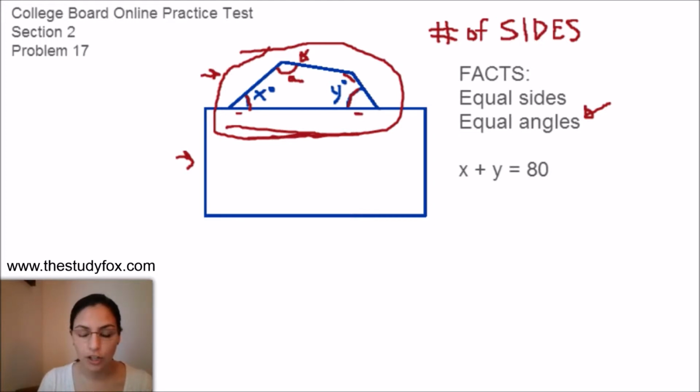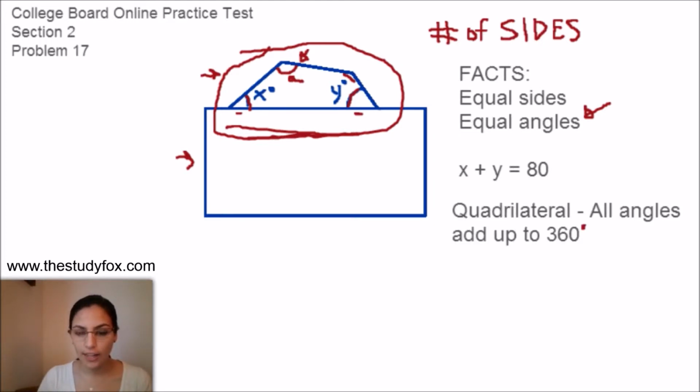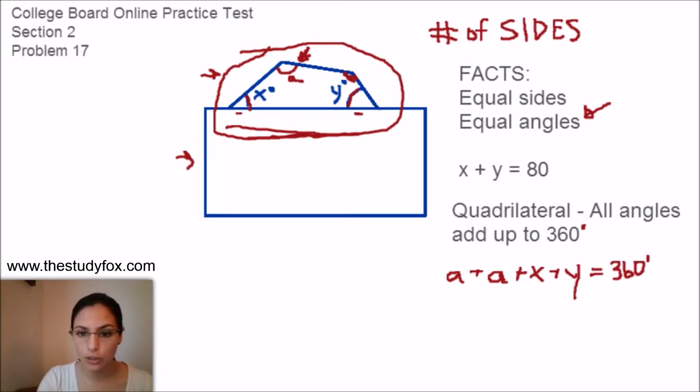And let's write that down in our notes. Okay, so we have that all angles of a quadrilateral add up to 360. So let's write the little formula. We know that the angles are A plus A, okay, and that's this angle here and this angle here, because remember they're the same measure, plus x plus y equals 360 degrees.